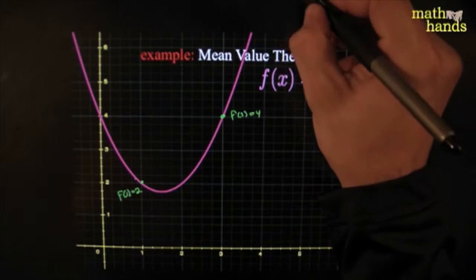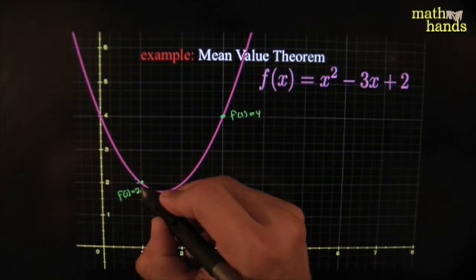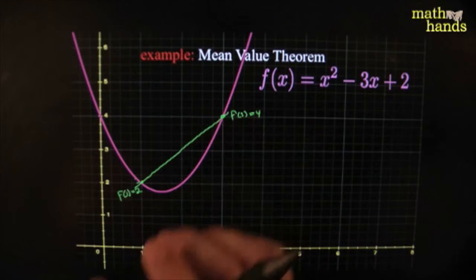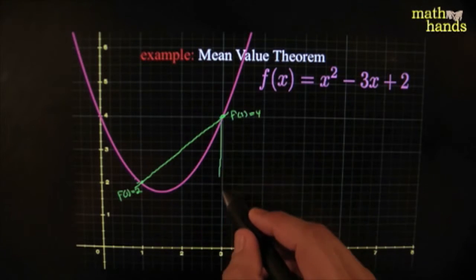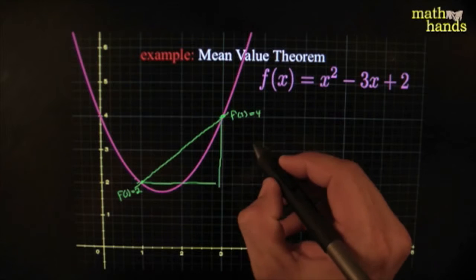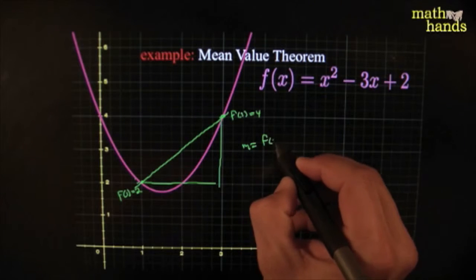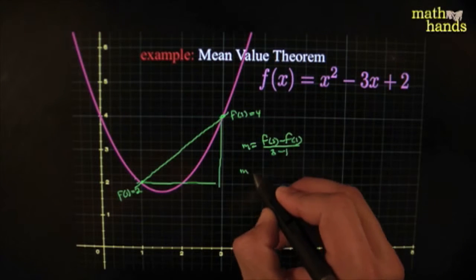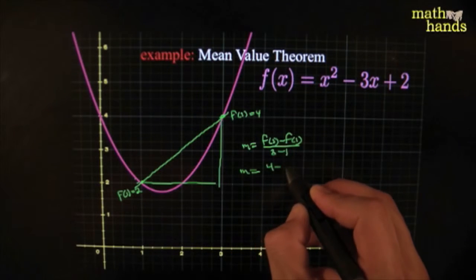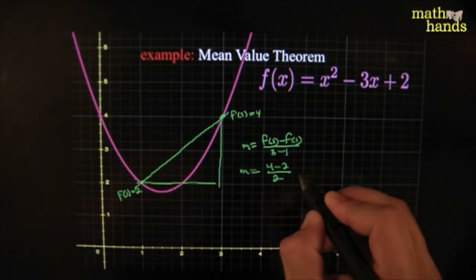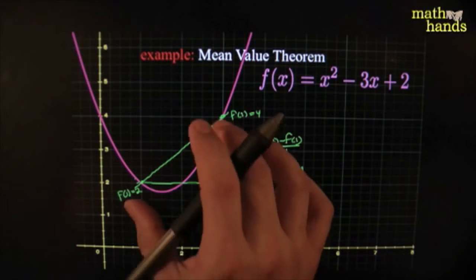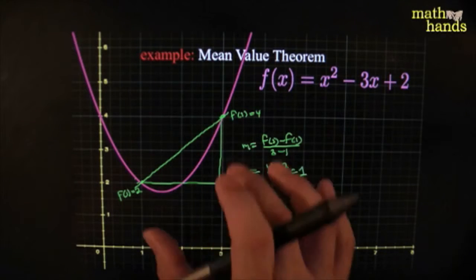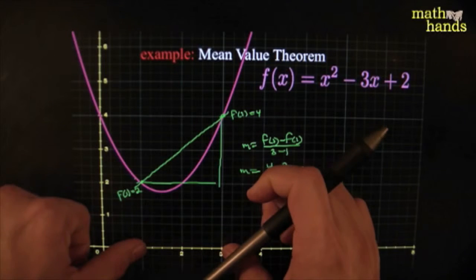F of 1 is equal to 2. And then I draw my secant slope. That's the average increase of the function. I can calculate rise over run here, or I could just do it the normal way: f of 3 minus f of 1 all over 3 minus 1. So my secant slope was equal to 4 minus 2 all over 2, which is equal to 1. On average, you run 1, rise 1, run 1, rise 1. That's what the function is doing on average from 1 to 3.